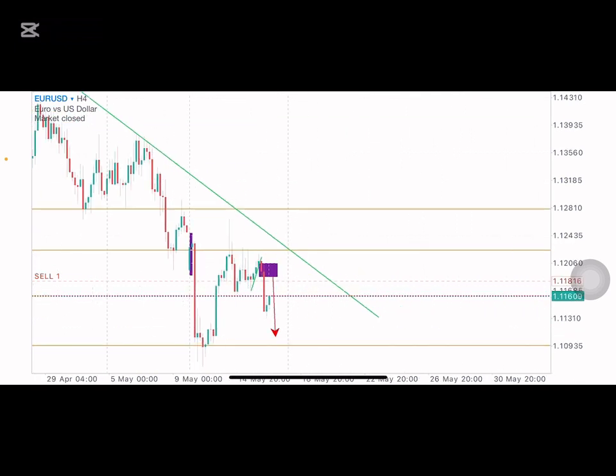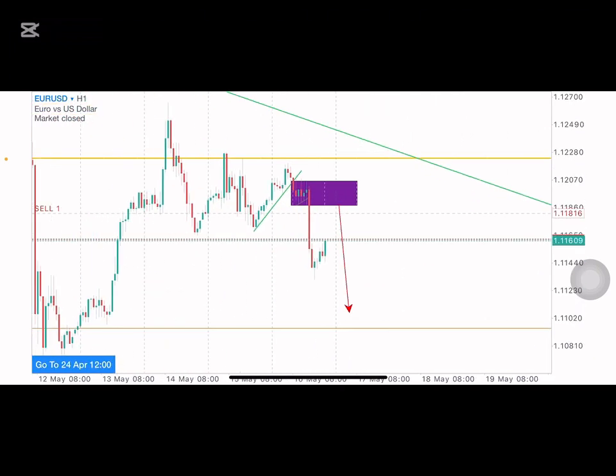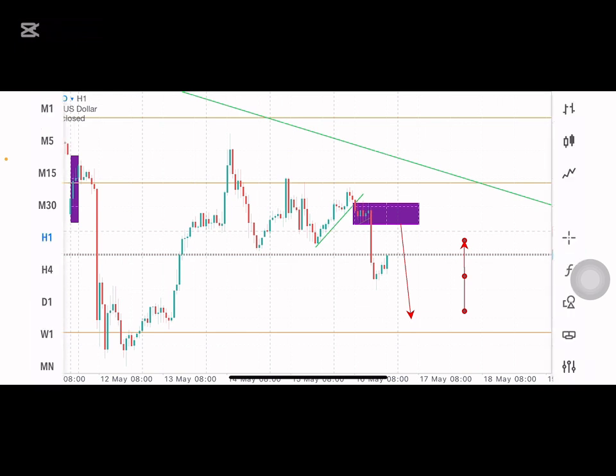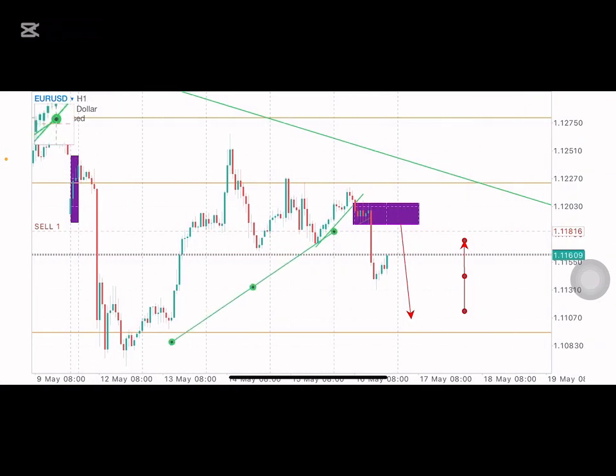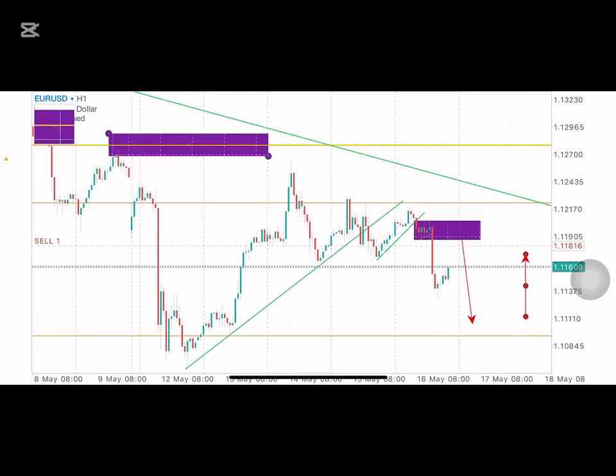Price is bearish, so we expect it to continue bearish after the retracement. Then on the H1, you can see it is clearer. First of all, you can see we had a trend here. Let me draw the trend line here. So we had a trend line that got broken right here. It got broken after price got to the point of interest. This was our point of interest here.